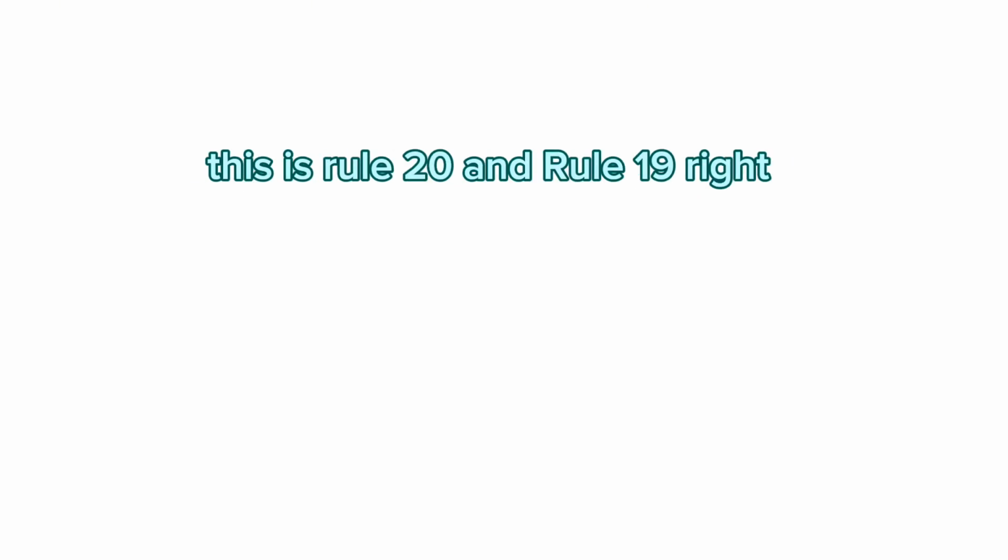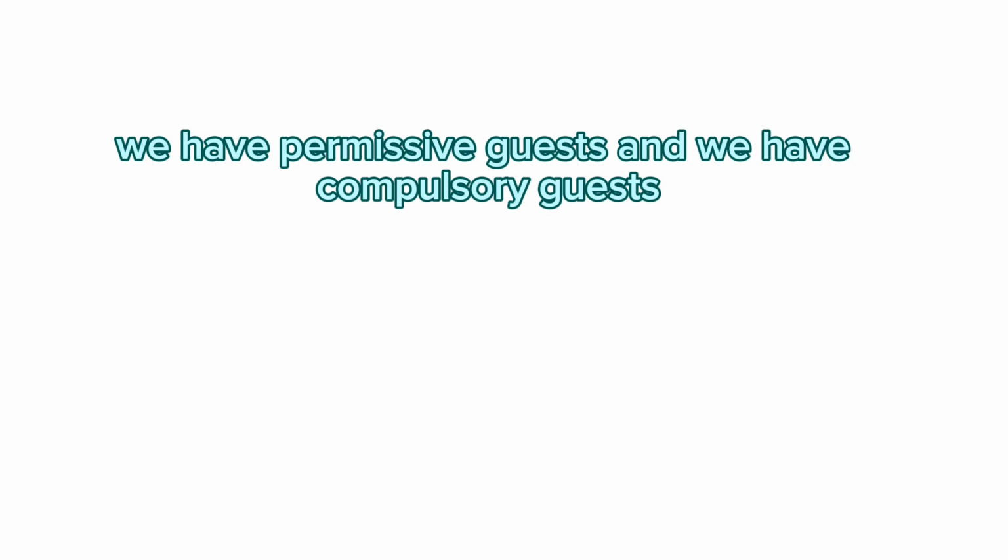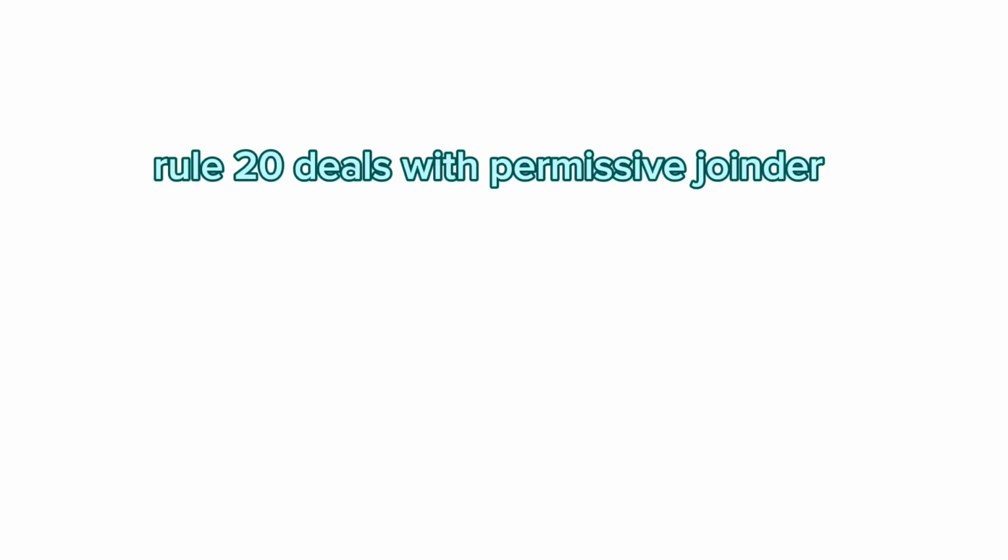Okay, we've covered the claims, all the arguments being thrown around. Now let's look at the actual people, the guest list itself. Joinder of parties. This is Rule 20 and Rule 19. Right. And just like we saw with claims, we have permissive guests and we have compulsory guests. Rule 20 deals with permissive joinder.